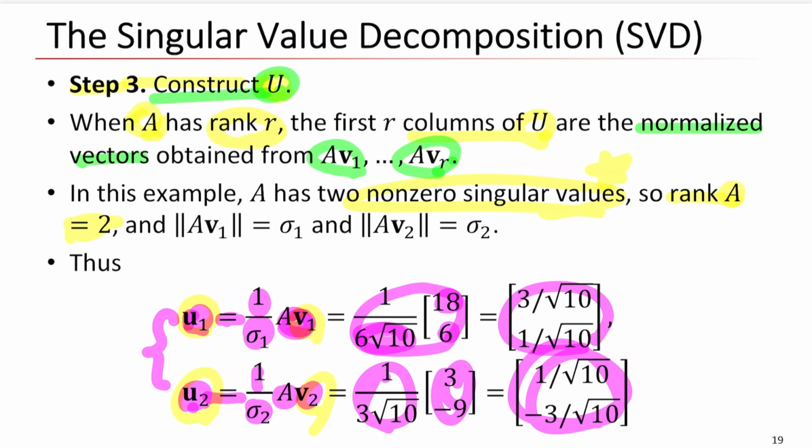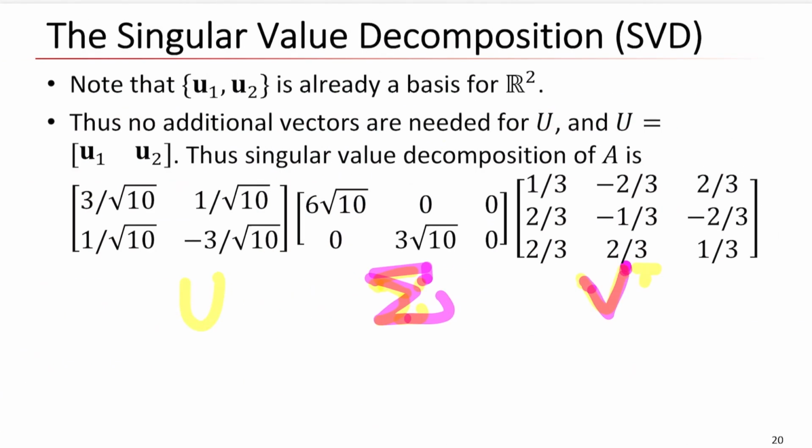But in some cases, we cannot generate the U1 and U2 from the V1 and V2. In those cases, we have to find another matrix U by using the computed U1 and U2. Okay, I will show you these examples in the next example, but here, fortunately, we can find out the U1 and U2 directly from the sigma 1, sigma 2, V1 and V2. Okay, so U1 and U2 are already a basis for the R2 space, so no additional vectors are needed for matrix U.